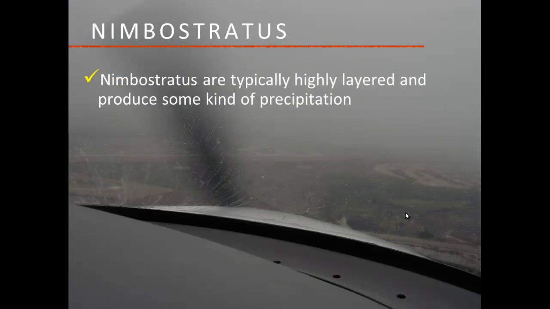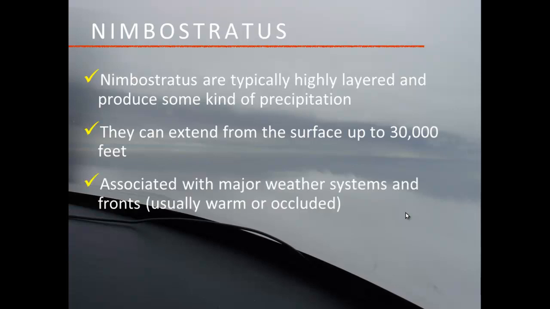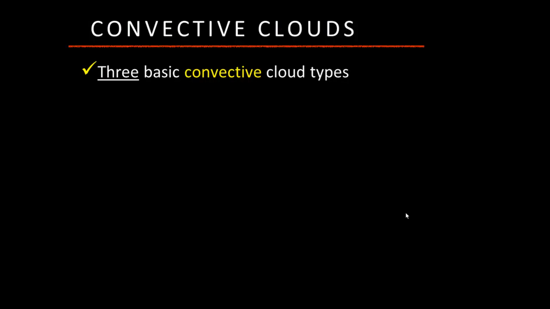Now, nimbostratus are typically very highly layered, and they're going to produce some kind of precip, whether it's rain or snow. They can extend all the way from the surface up to 30,000 feet, so they can be quite deep, but they tend to be highly layered, as you can see in this picture. They're usually associated with some kind of major weather system, usually warm or occluded fronts.